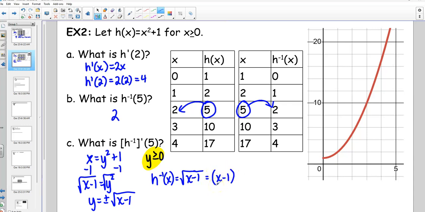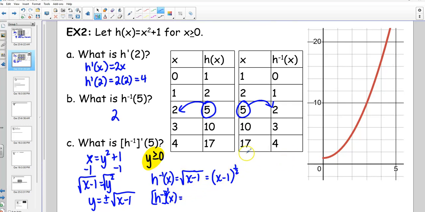Alright. x minus 1 to the 1/2 power. We need to take the derivative of this, right? So, h inverse of x, well, h inverse prime of x, right? So it's the negative 1 on the inside because we're taking the derivative of the inverse and the little prime on the outside. It's really easy to get that notation mixed up, though.